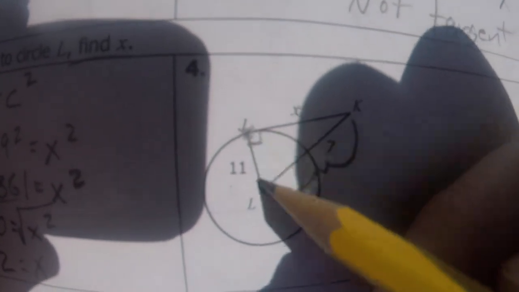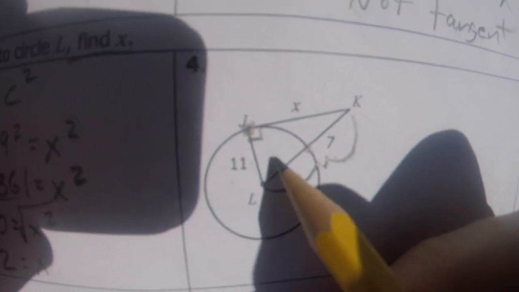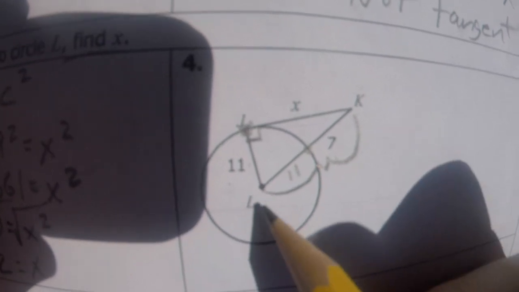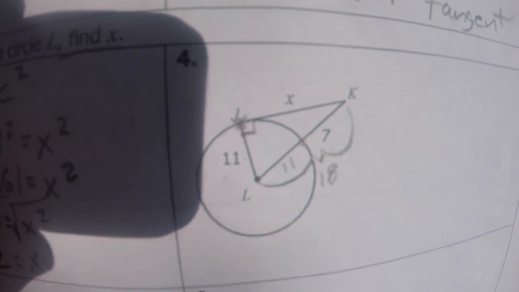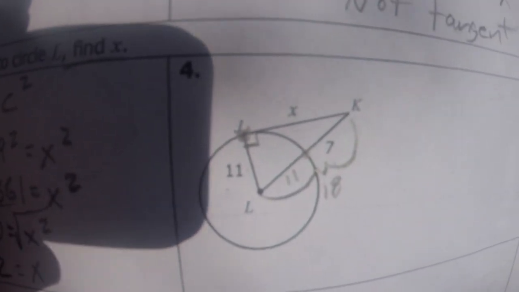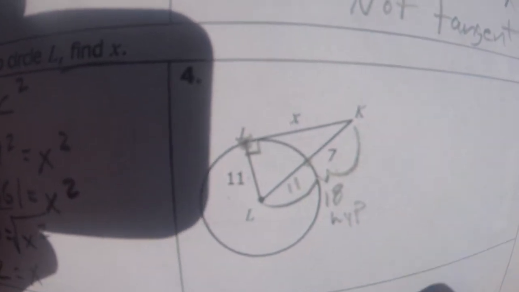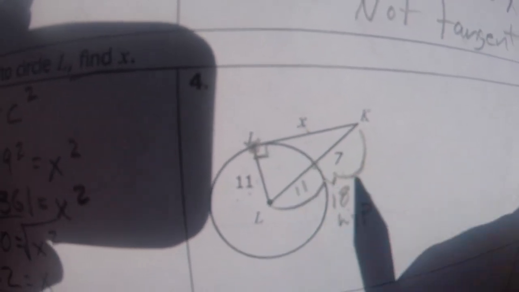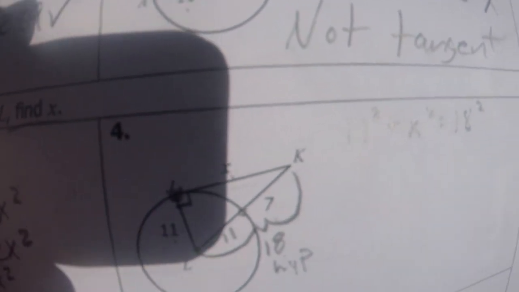Well, JL is a radius and it's 11. L to out here is a radius, which means this has to be 11 as well. Which means that LK is how long? 18. And now we're going to do the Pythagorean theorem. My hypotenuse is 18, so that's my C. I'm going to do 11 squared plus X squared equals 18 squared.